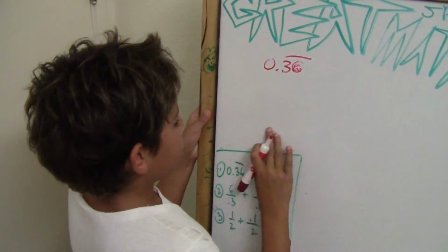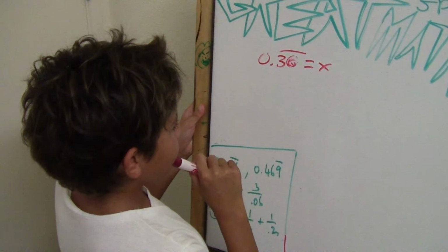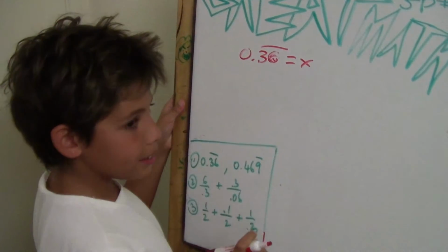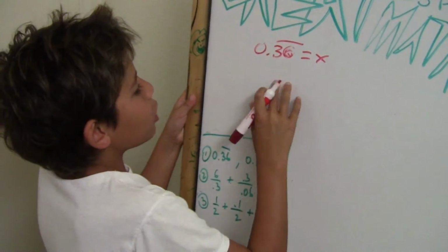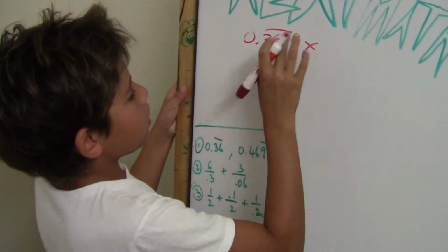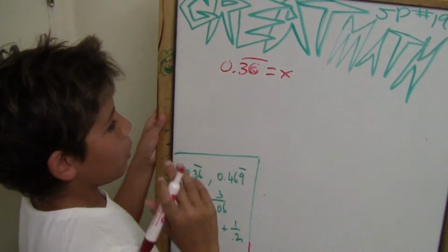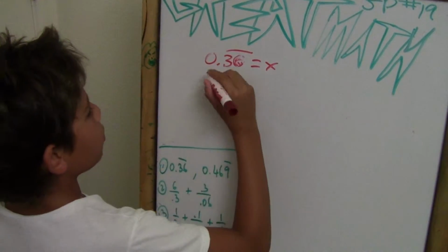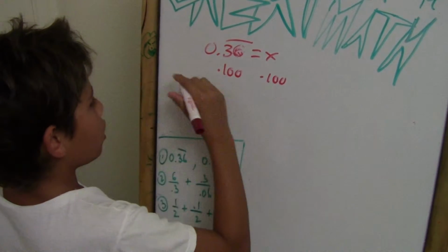So, we don't like this, so we're going to set it equal to x. We don't like that. Well, if we put a 3, remember how in that step we subtract x? How will we subtract 3, 6, and then 3 over 3 minus 6, or 6 minus 3? That will just be really hard. So let's just multiply by 100, because that makes everything a lot easier.